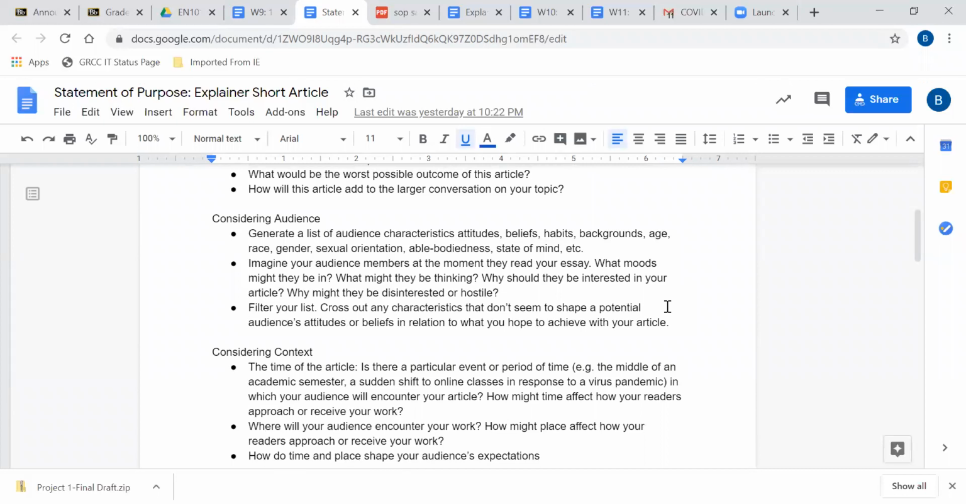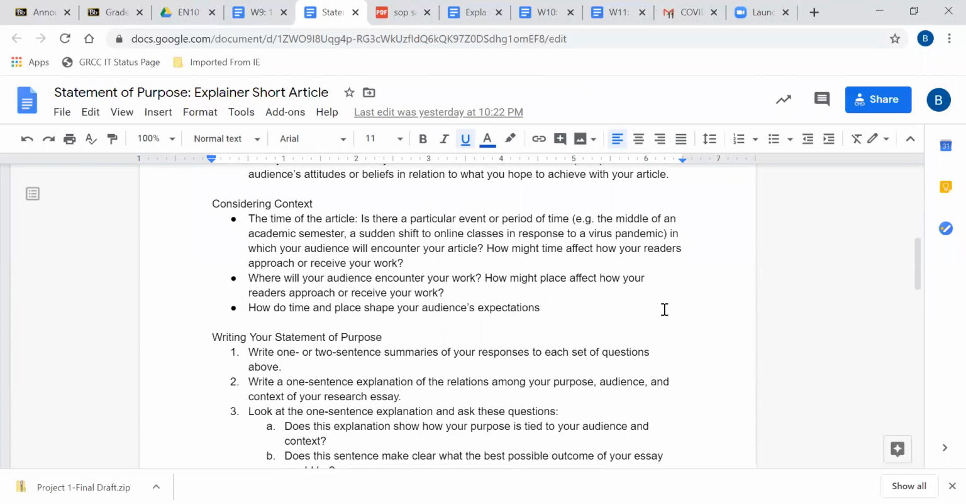Knowing who your audience is. We talked in class about the audience being your peers, people who are in classes with you. How do you write for those people? What do they think? What do they believe? What are their attitudes, their habits? What do you know about their backgrounds and their ages that can help you write for that audience?